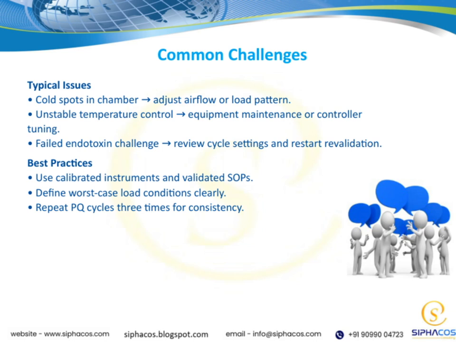Now, to tackle these challenges effectively, there are some best practices we should follow. First, always use calibrated instruments and validated SOPs. This ensures our data is accurate and reliable. Second, clearly defining the worst-case load conditions helps us validate the system under the most demanding scenarios. Lastly, repeating the PQ cycles 3 times helps us confirm that the process is consistent and repeatable over multiple runs. These steps and practices are key to maintaining the integrity of our validation efforts and ensuring that we meet our quality standards across the board.